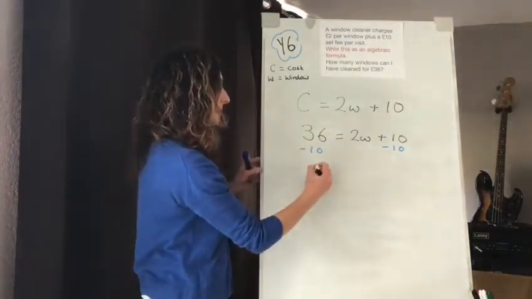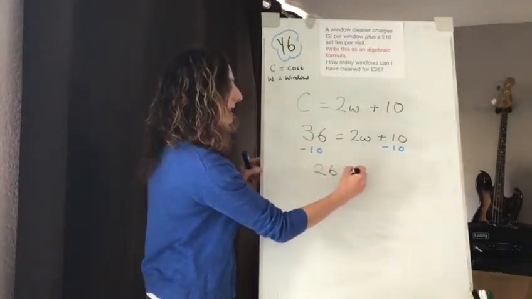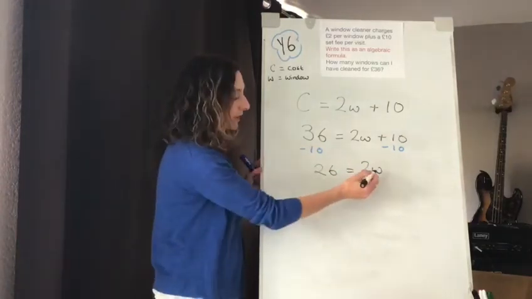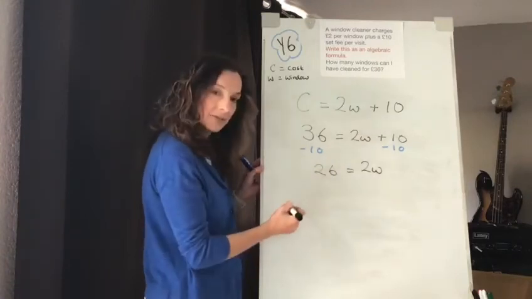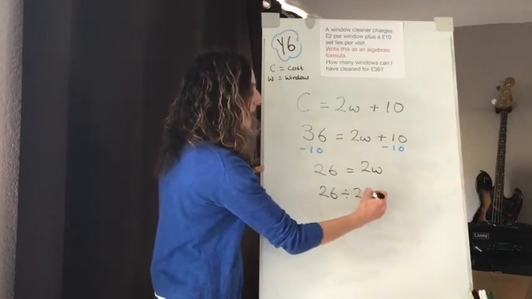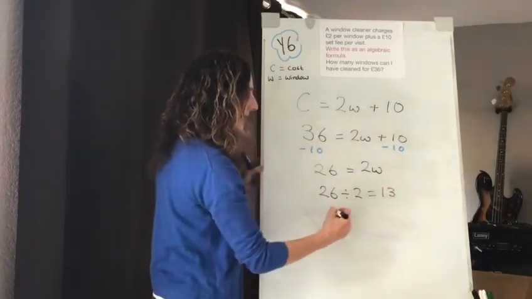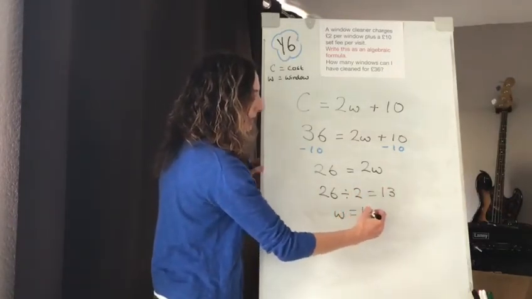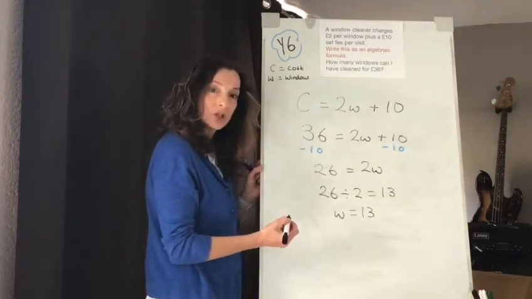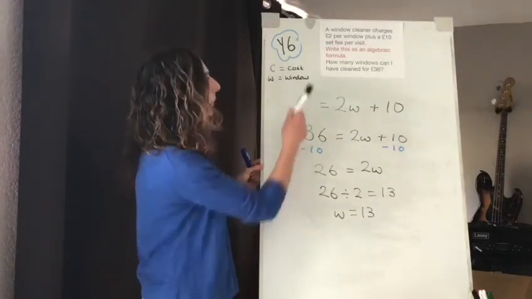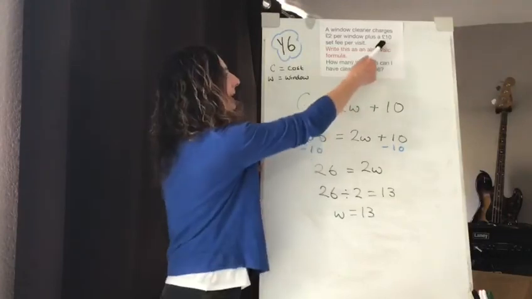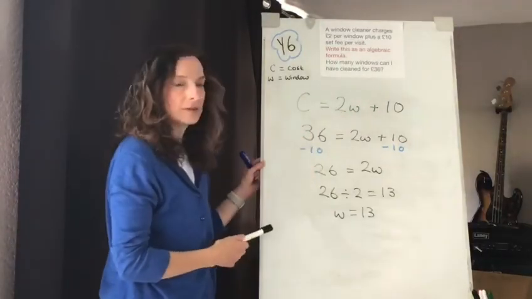So what we would end up with is 26 equals 2W. So in order to find the value of W, we need to divide our 26 by 2. So 26 divided by 2 is 13. W equals 13. It means I can have 13 windows cleaned. And if I want to check this, I can work it back through. £2 per window, 2 times 13 is 26, add the £10 set fee, gives me £36.